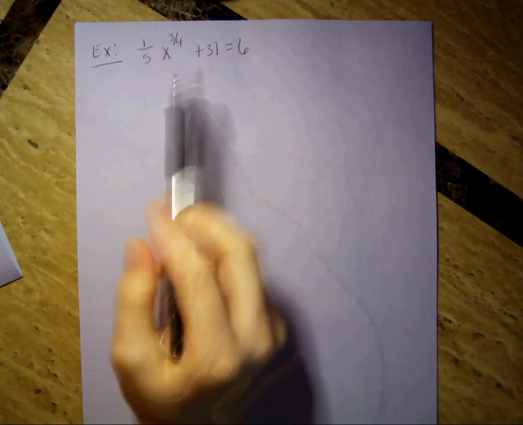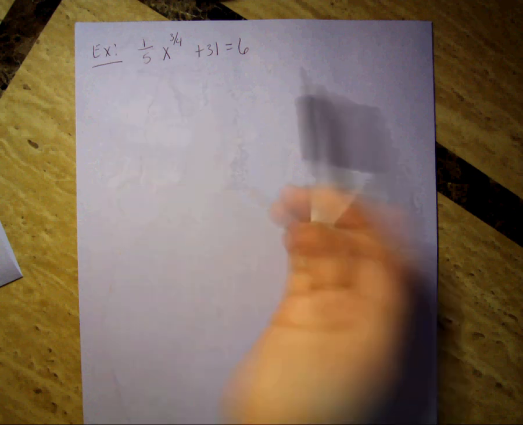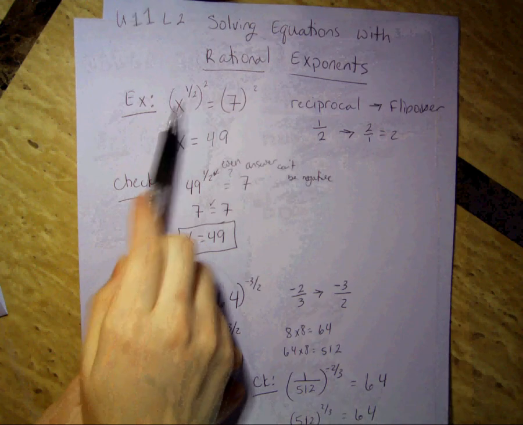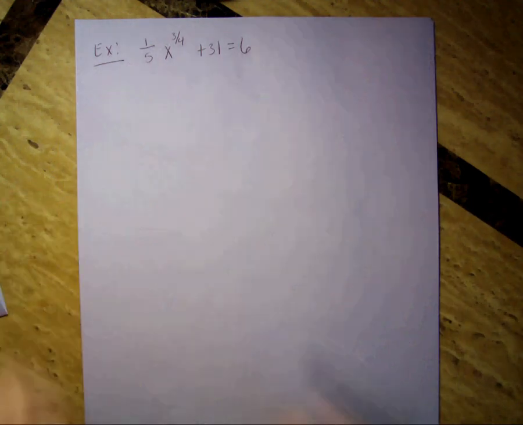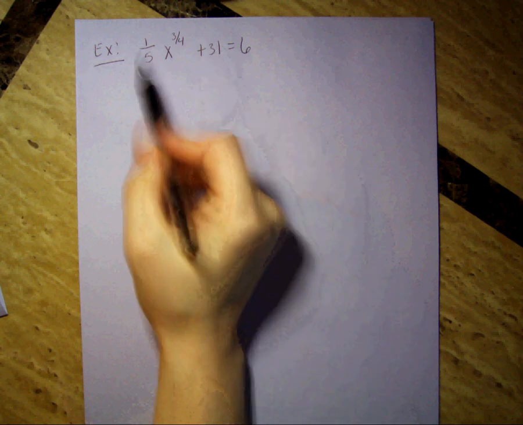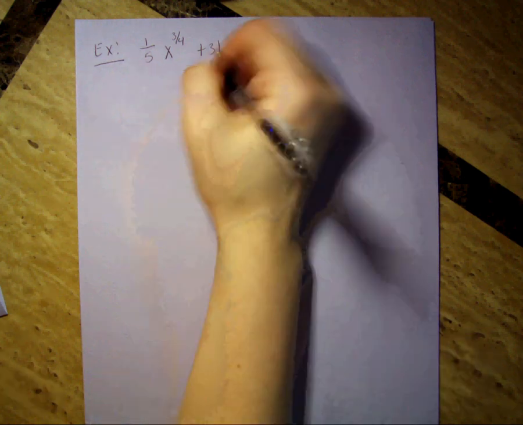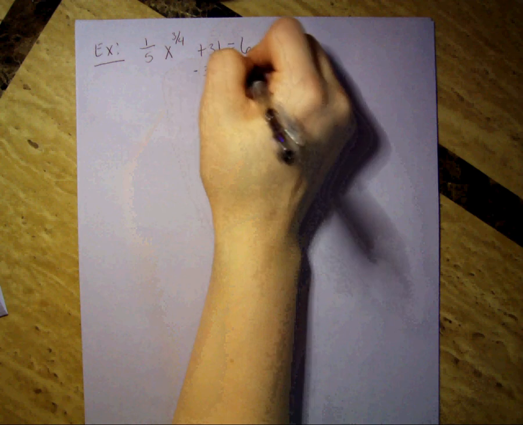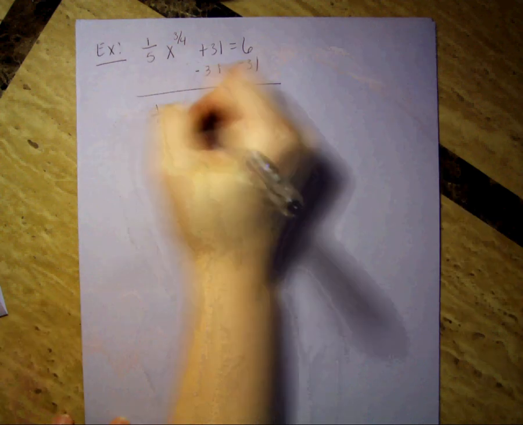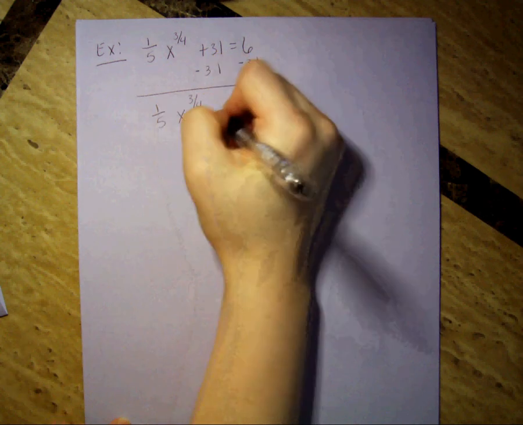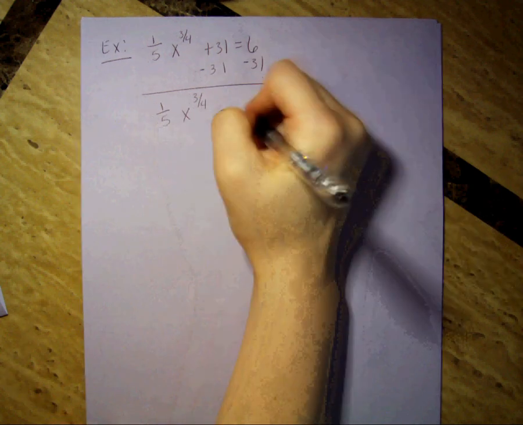So if you look at the difference between this equation and the first two, in the first two equations we just had x with the rational exponent all by itself already. We don't have that in this case, and so just like a regular equation I'm solving for x, I need to get rid of the 31 and the number in front. So I'm going to go ahead and subtract 31 from both sides. So I get 1/5 x to the 3/4 power equals 6 minus 31 gives me -25.